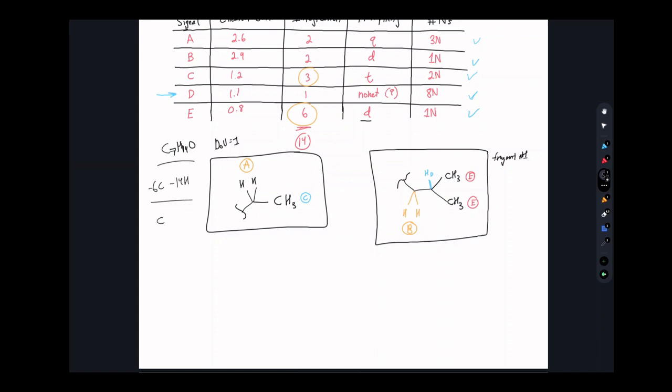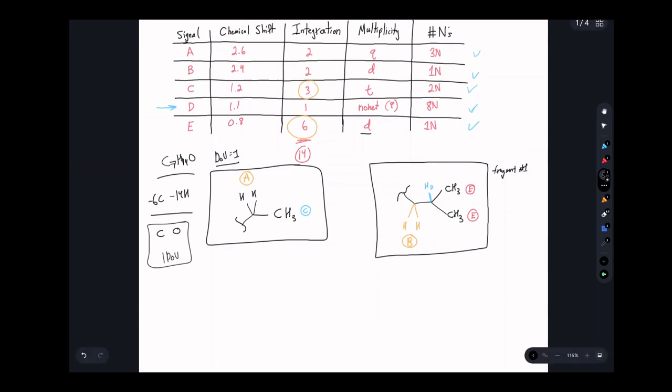That leaves us with C, O, and keep in mind that we haven't introduced a degree of unsaturation yet in either of these fragments. Right? There's no double bonds or rings. So feel free at this point, if you haven't yet solved the structure, to pause the video, use these fragments as well as this remaining information to try to come up with the final structure.